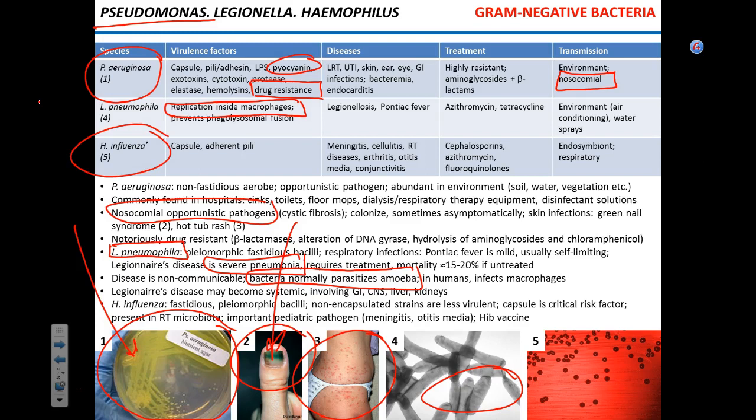Haemophilus influenzae, along with Streptococcus pneumoniae and Neisseria meningitidis, is one of the three main causes of community-acquired meningitis. It's a fastidious microorganism that grows on blood agar or chocolate agar, and it causes meningitis. It can persist in the upper respiratory tract and can cause mild infections, for instance, middle ear infection. But, of course, the main risk with Haemophilus influenzae is meningitis.